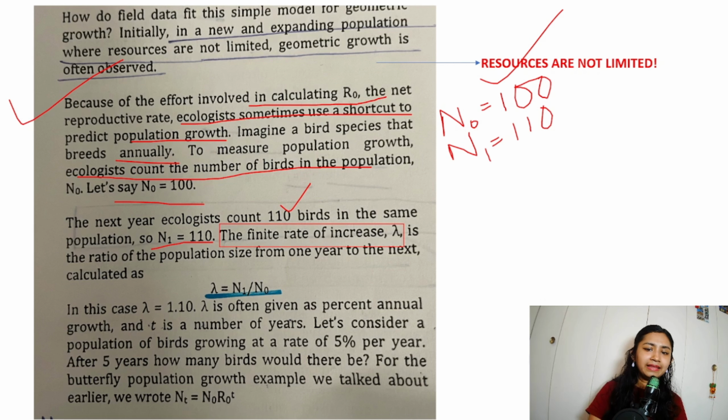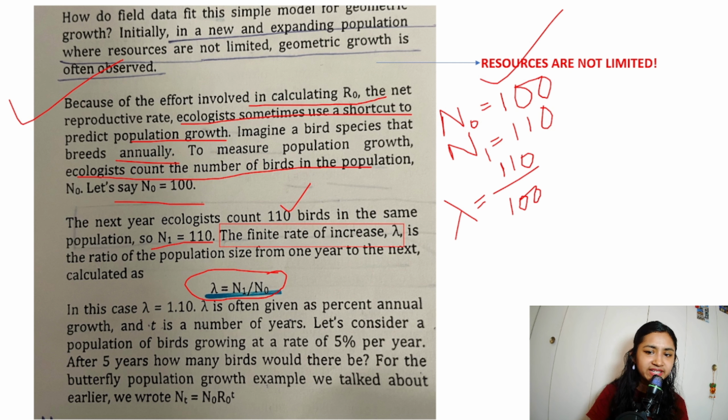So the finite rate of increase, lambda, is the ratio of the population size from one year to the next. Here we can calculate lambda, which is N1 by N0. What is our N1? Our N1 is 110 and N0 is 100. So we can take out the finite rate of increase by doing this, which is 1.10.